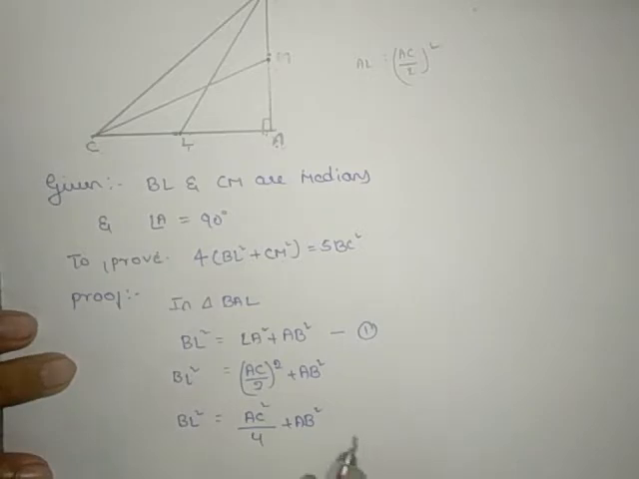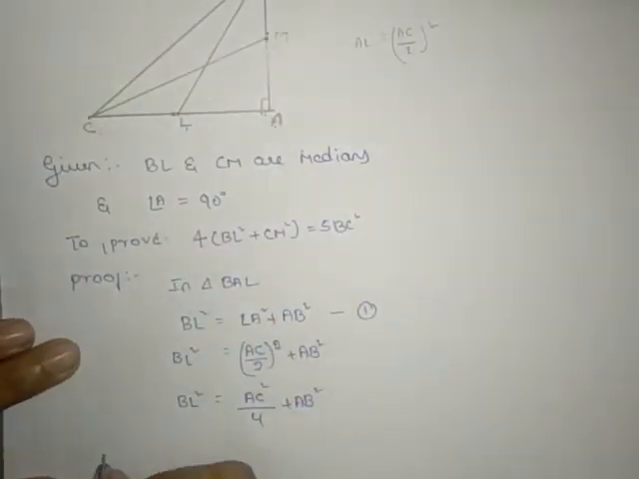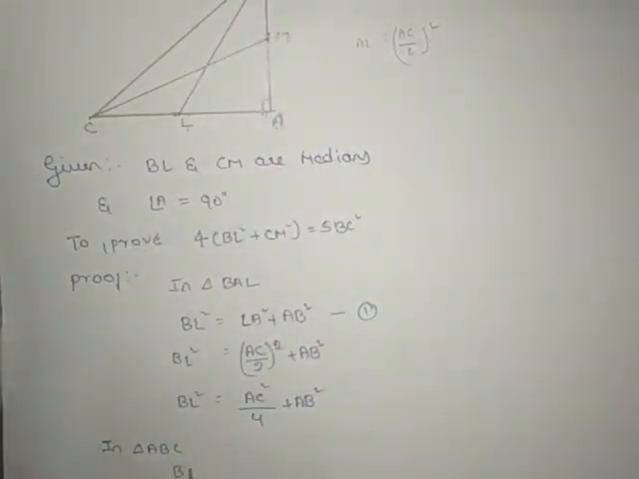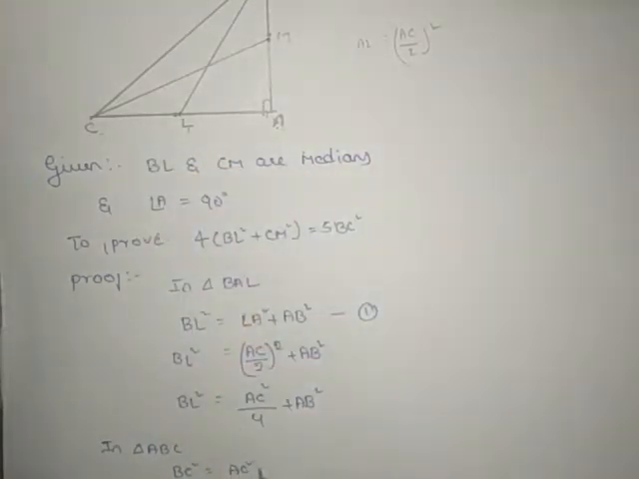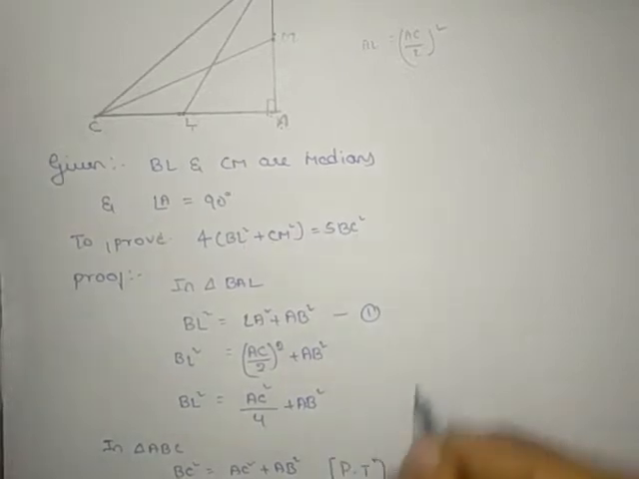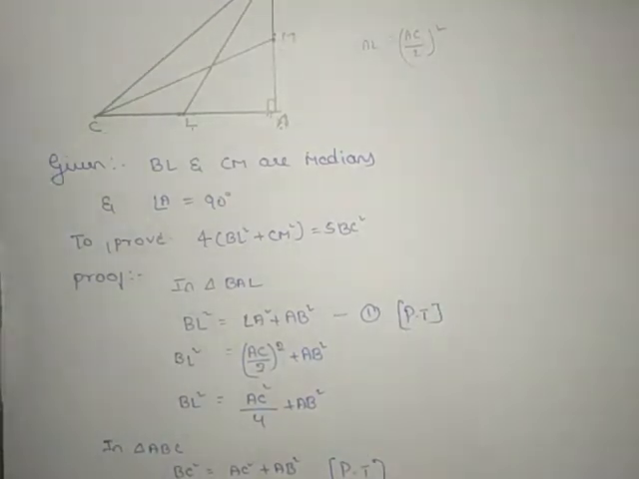Similarly, we'll take a triangle ABC, right? So, in triangle ABC, the hypotenuse of the triangle ABC is BC. BC square is equals to what? Again, AC square plus AB square. This is by Pythagoras theorem. Here also you have to write Pythagoras theorem. We'll give this as equation 2.